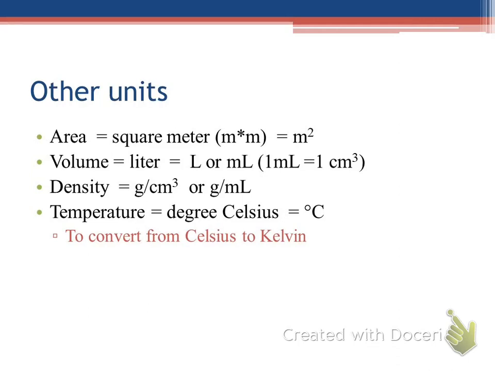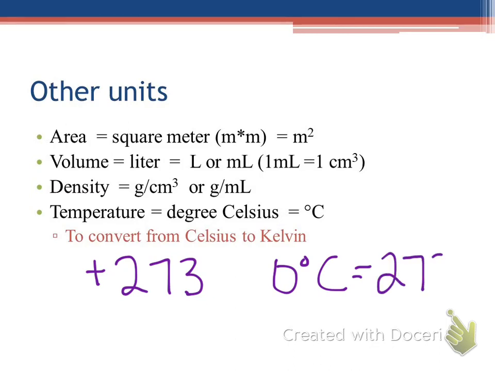Okay, 273. So if we want to convert from Celsius to Kelvin, we do what? We add 273 to go Celsius to Kelvin. So this conversion is really easy. It's just an addition, right? So if I'm at 0 degrees Celsius, that means that I'm at 273 Kelvin. If I'm at 100 degrees Celsius, that means I'm at 373 Kelvin, okay?